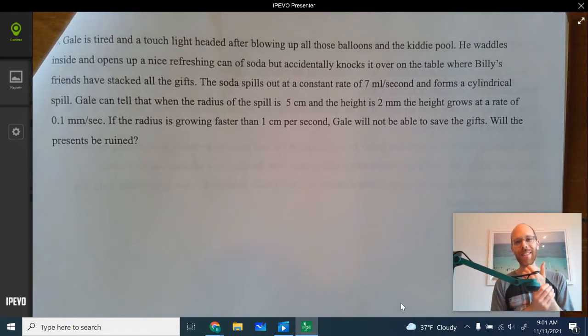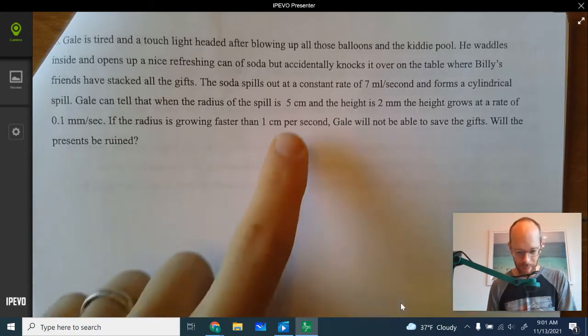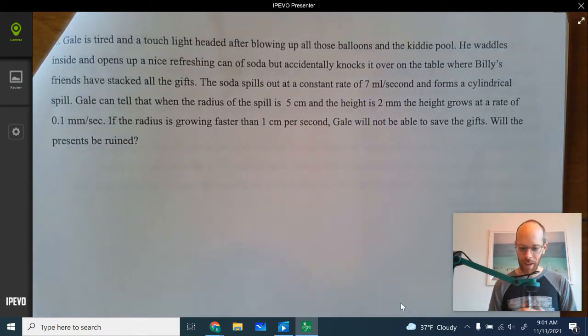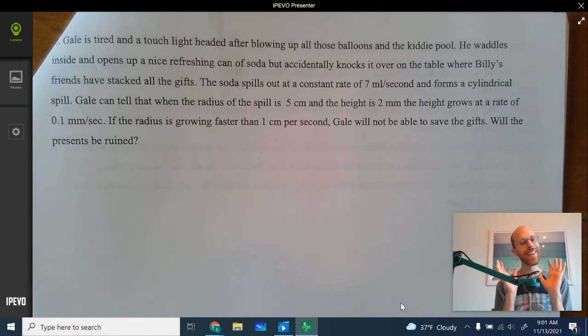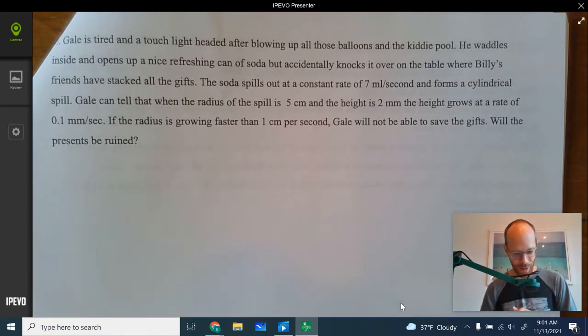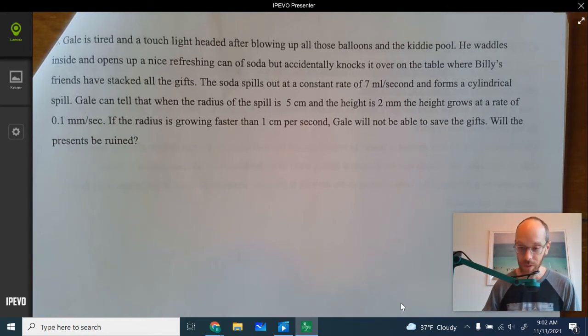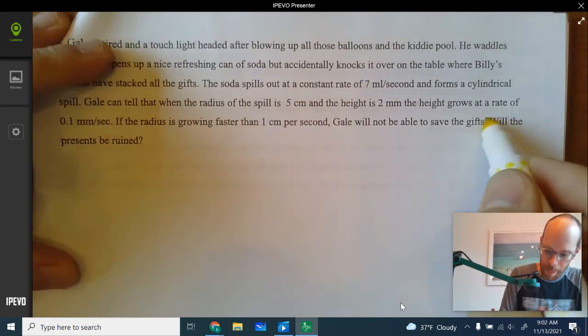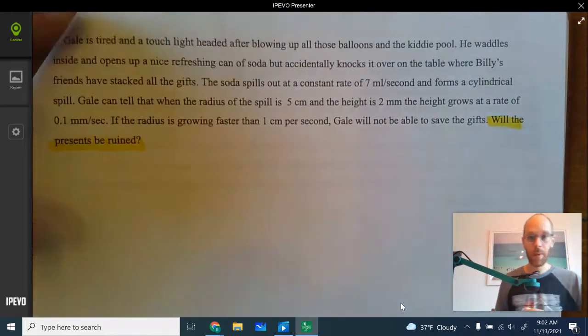The soda spills out at a constant rate of 7 milliliters a second and forms a cylindrical spill. Gale can tell that when the radius of the spill is 5 centimeters and the height is 2 millimeters, the height grows at a rate of 0.1 millimeters per second. He's a very perceptive clown. If the radius is growing faster than 1 centimeter per second, Gale will not be able to save the gifts. The party will be ruined. Will the presents be ruined?